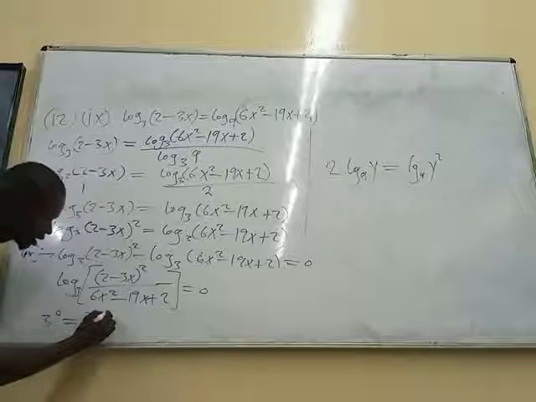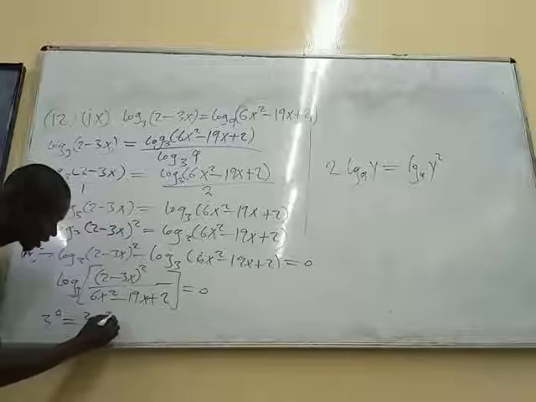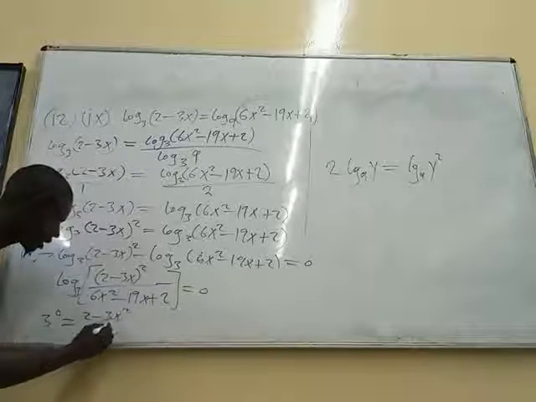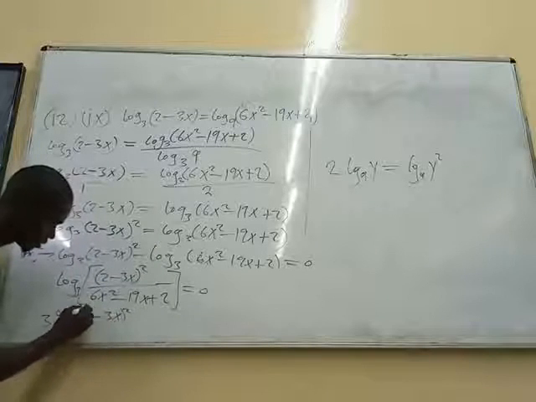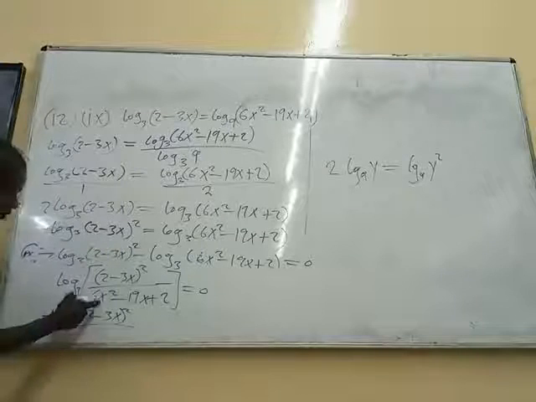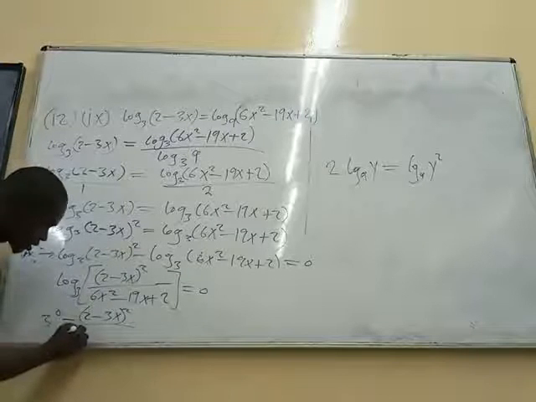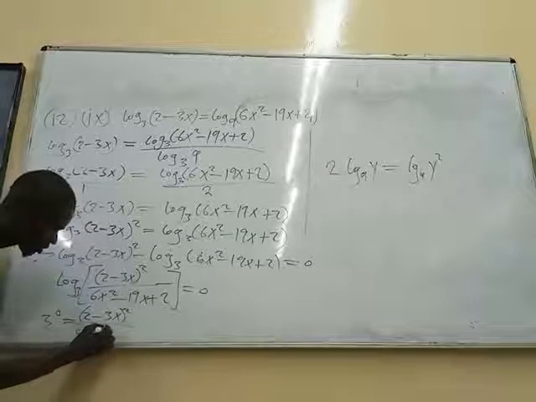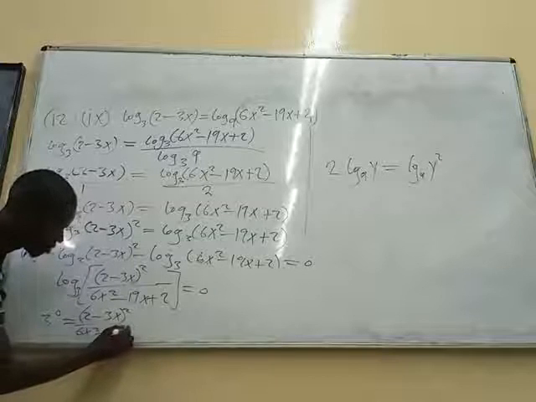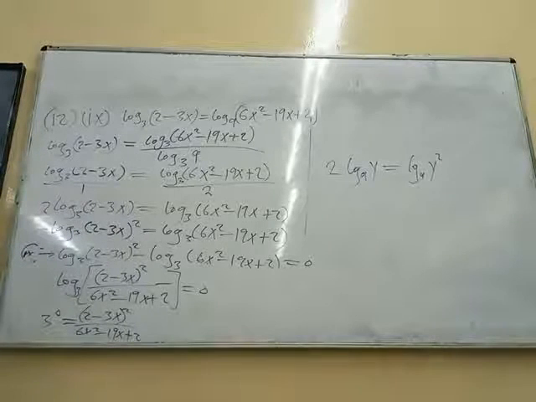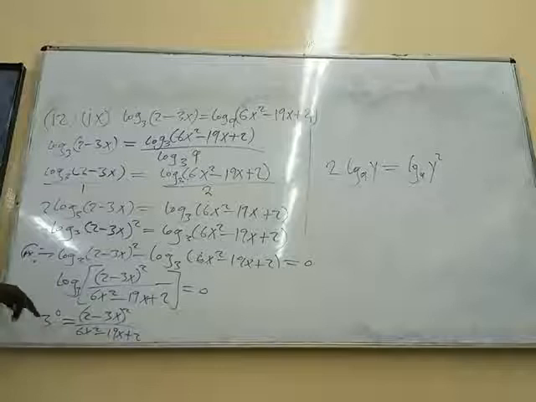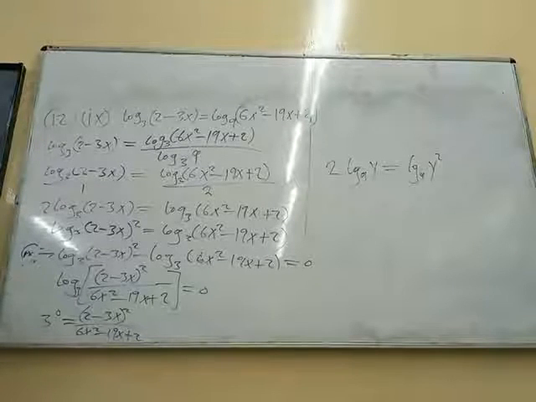2 minus 3x, squared, over 6x squared minus 19x plus 2. We know that 3 raised to power 0 is nothing but 1.